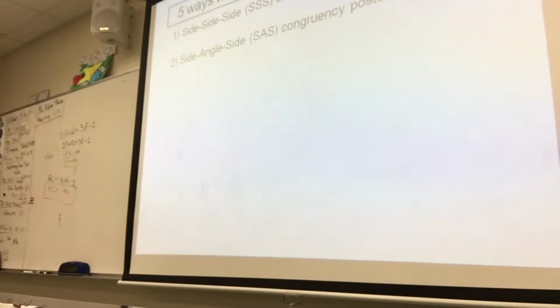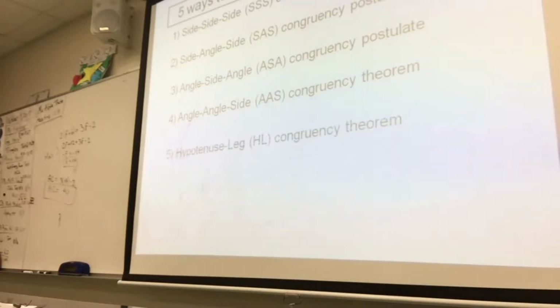Then there were the 2 of them that had 2 angles and a side. You had angle, side, angle. You had angle, angle, side. And like I said, last but not least, you had the one that was specifically for right triangles, which was the HL.